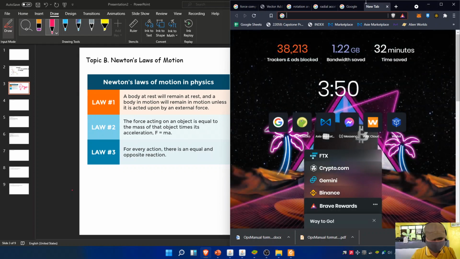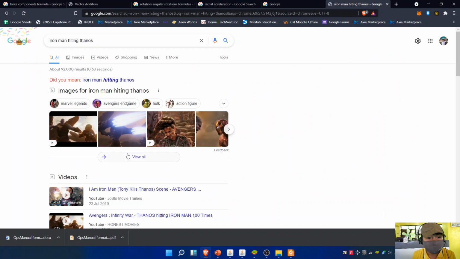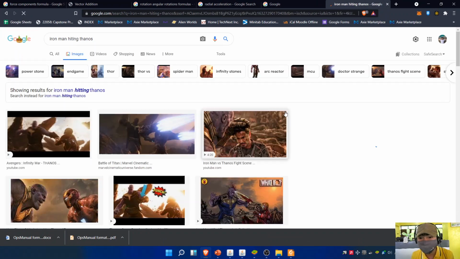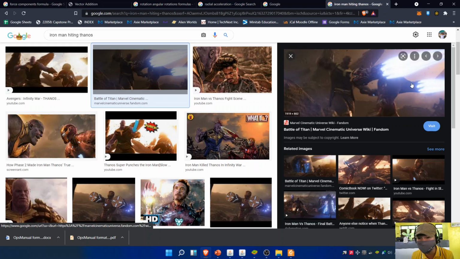Iron Man eating Thanos. Right. Ayan o. So, play natin. So, yan o. Yung ganyan o. Yan o. Kasi Thanos kasi malaki yan eh. Obvious naman, di ba? Ang laki ni Thanos. Tapos si Iron Man, eh, tao lang yan.